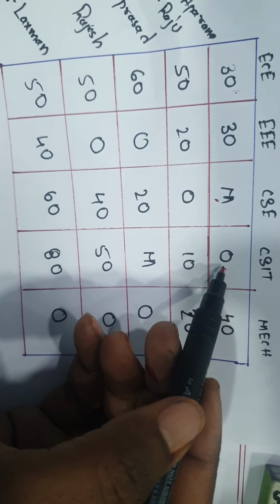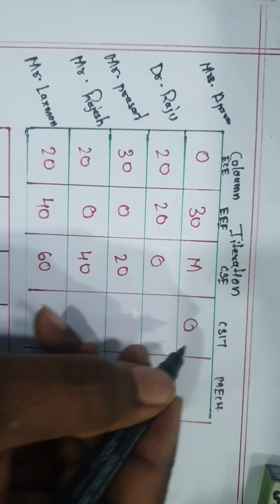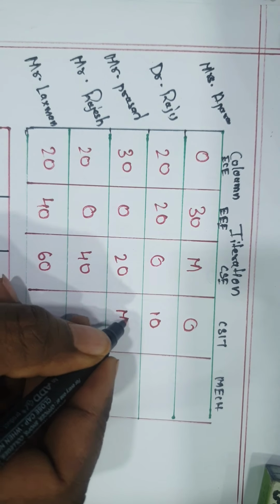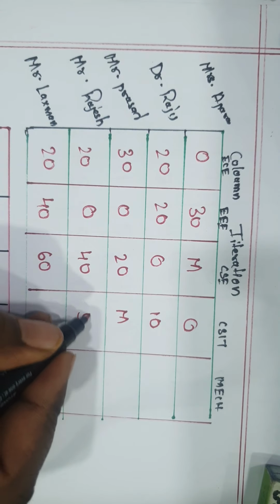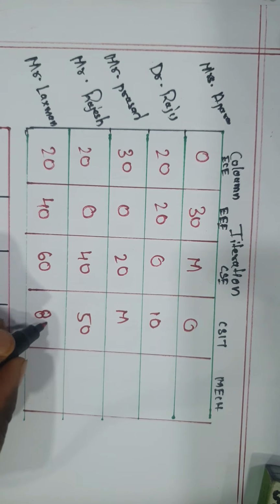So here also you are finding 0. So write down as it is 0. Next one is the 10. Next one is the M. Next one is the 50. Next one is the 80.